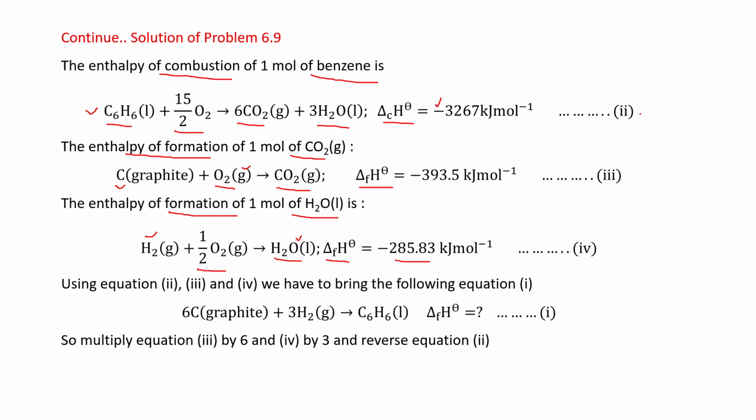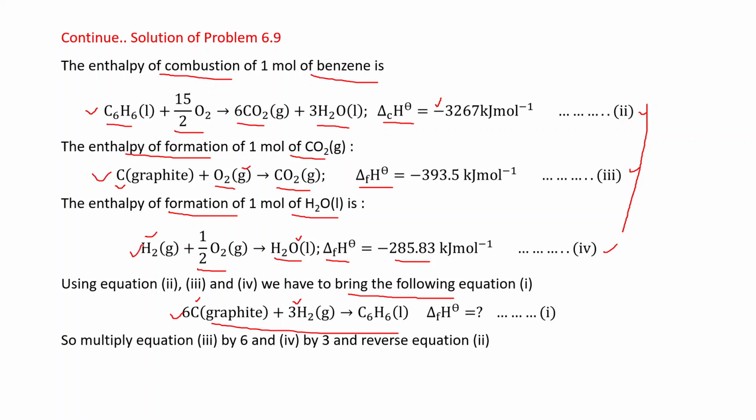Now using the second, third and fourth equations, we have to bring the following equation which we already discussed, the standard enthalpy of formation of benzene. We have to either multiply or reverse these equations and bring this equation. Now just see, in this equation there are 6 carbon and 3 H2. Now just see, in equation 3 there is 1 carbon, and in equation 4 there is 1 H2.